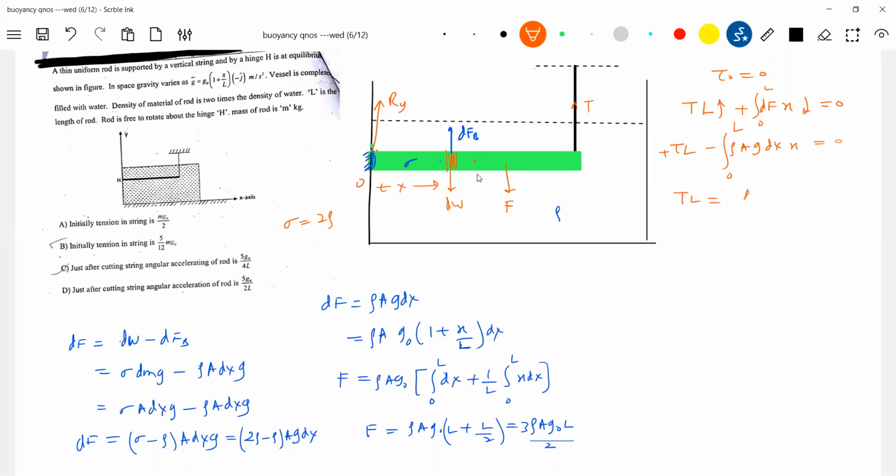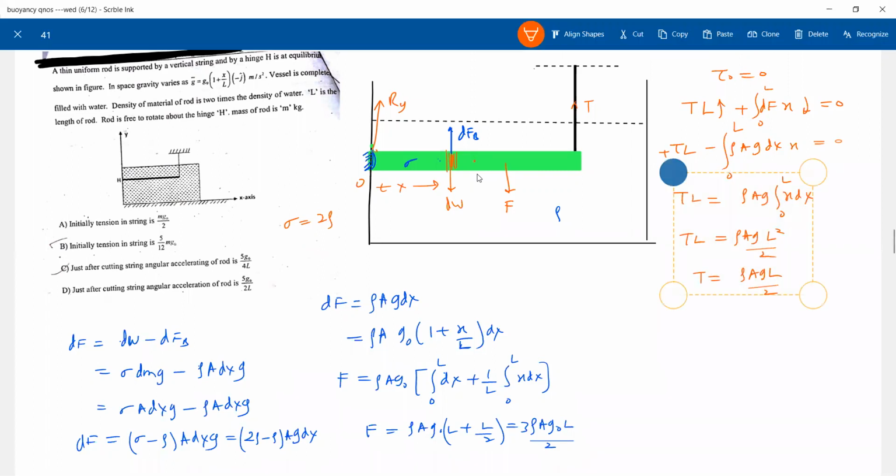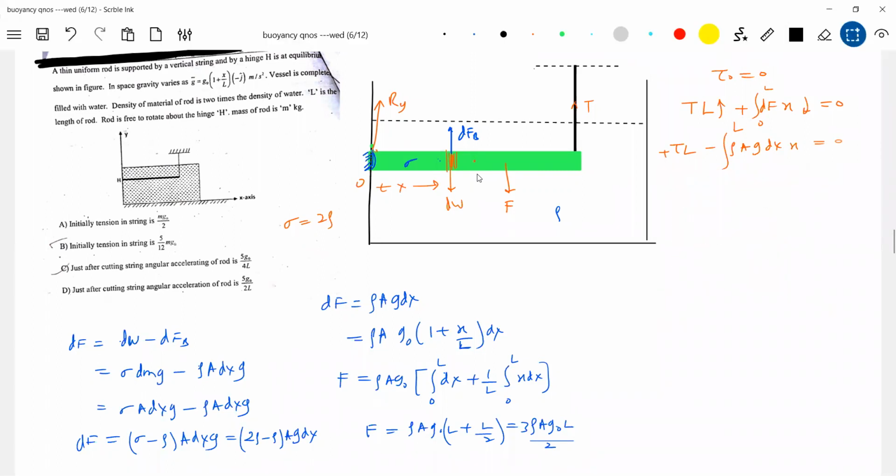TL is equal to the integral of rho A g x dx from 0 to L. So rho A g L square by 2, or tension is equal to how much? Rho A g L by 2. Oh, g is variable, no? So sorry, I forgot g. g is a variable.